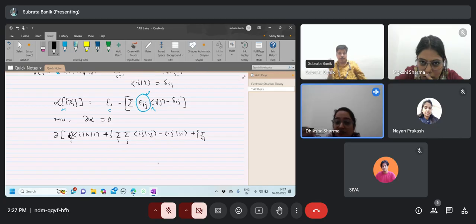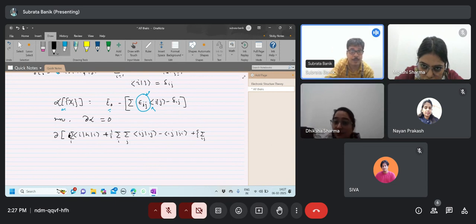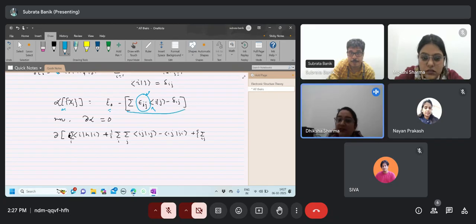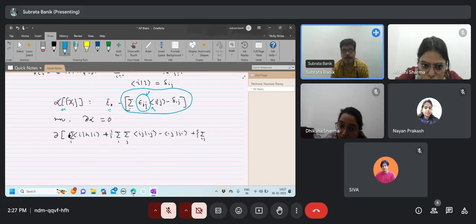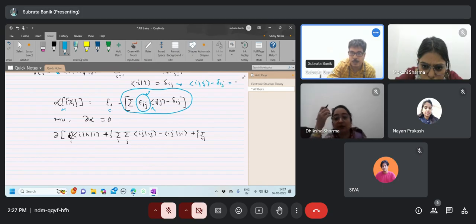Why have you subtracted delta ij, and then in the bracket, the summation of this? You are talking about this whole part, right? See, this part is basically zero. It came from this condition, so I can write it like this: ij minus delta ij equal to zero.